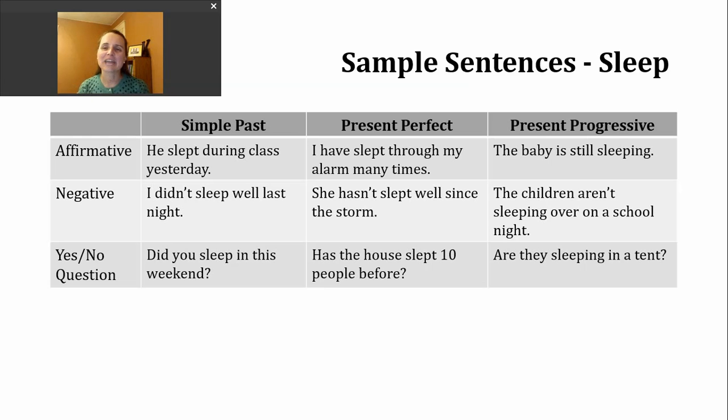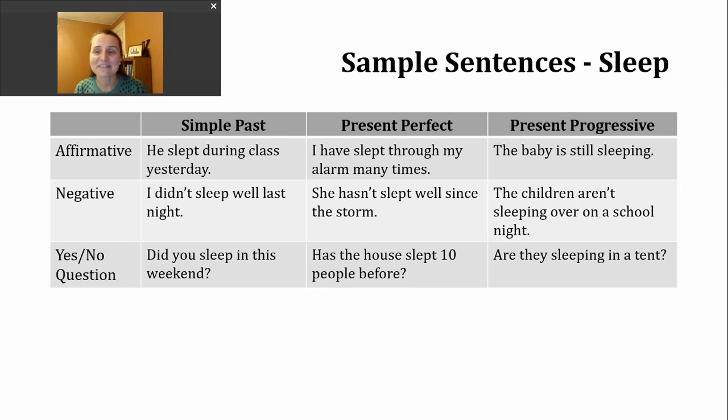Finally, let's take a look at the present progressive. We use this verb tense to talk about actions that are in progress or an action that's happening right now. To make the present progressive, we're going to use a present form of be, that's am, is, or are, and then we'll use the progressive form or the ing form of the verb. Here is an affirmative example. The baby is still sleepy. That implies it's happening right now.